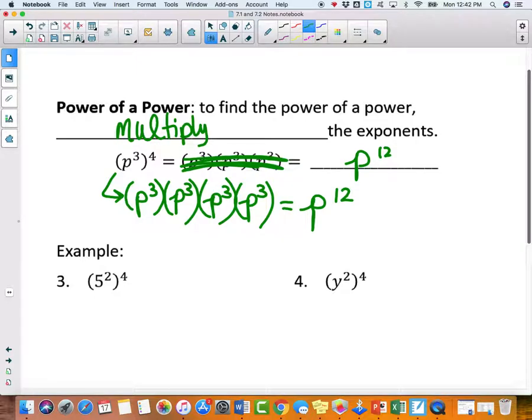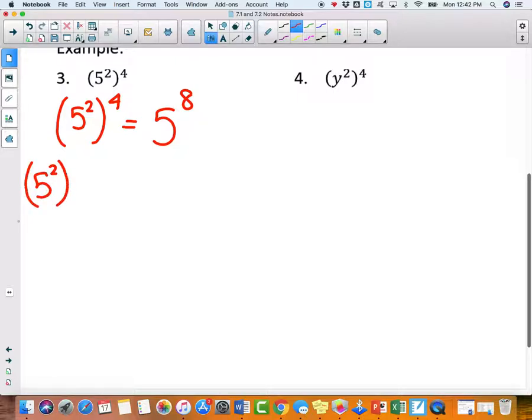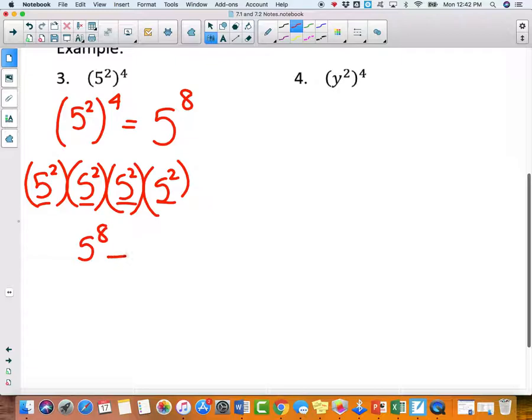So let's look at example number 3. 5 squared raised to the 4th power is the same thing as 5 to the 2 times 4, which is 8. Let's expand this and check. 5 squared times 5 squared times 5 squared times 5 squared. The base is the same, so I can add the exponents. 2, 4, 6, 8. Oh, look at that. I get the same answer.